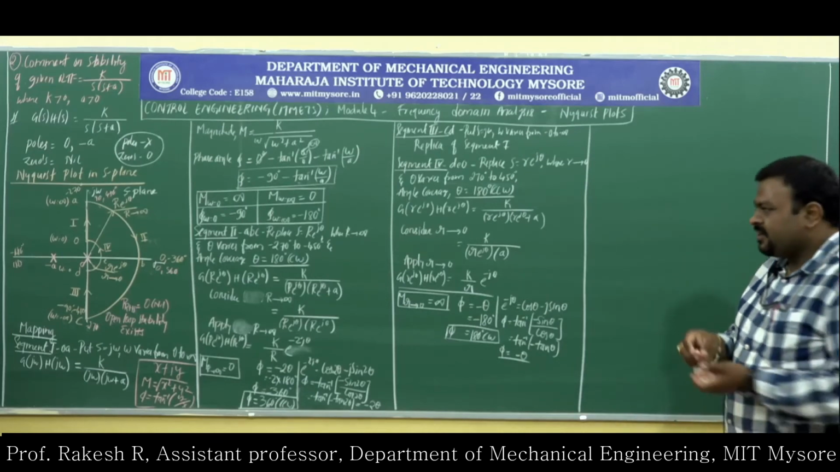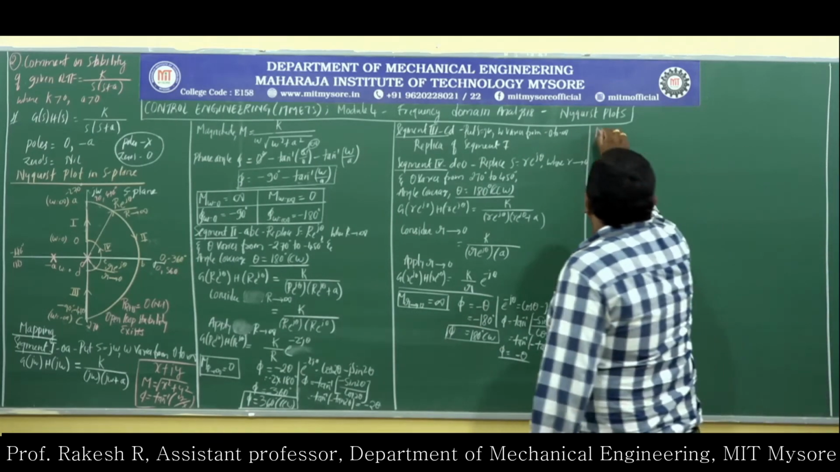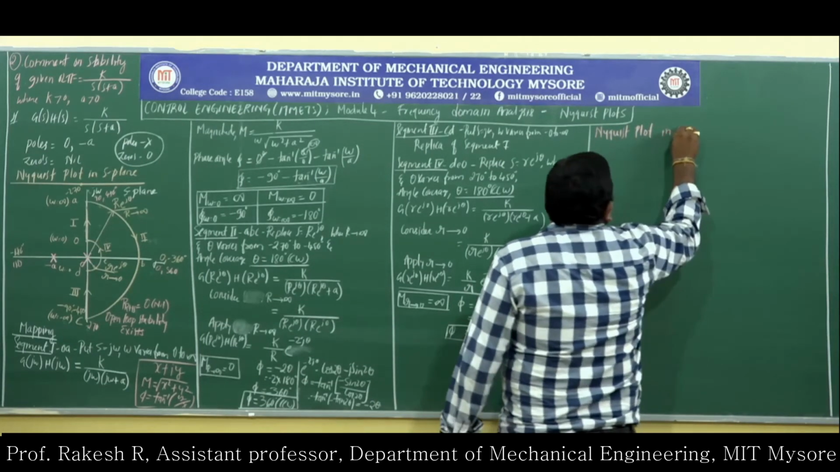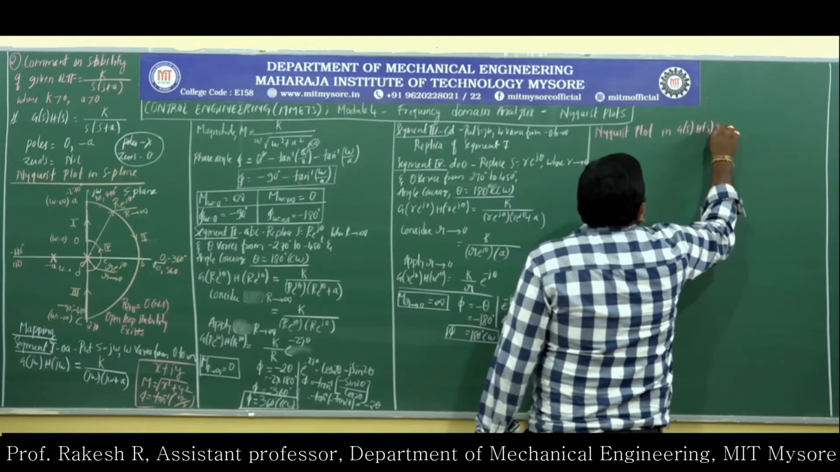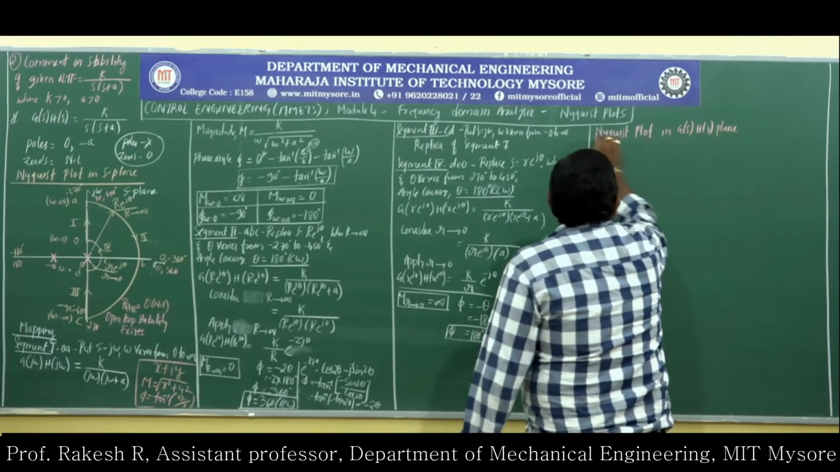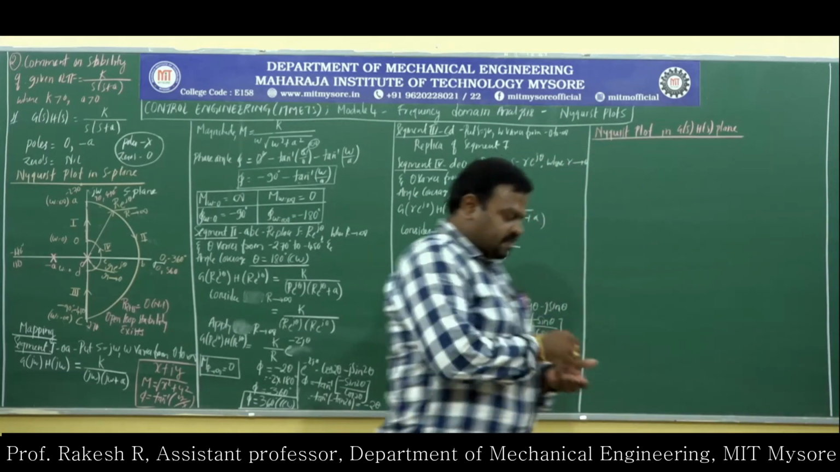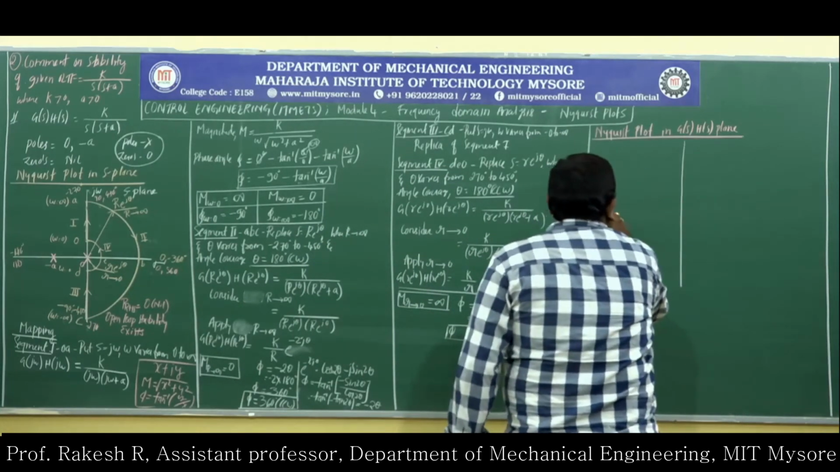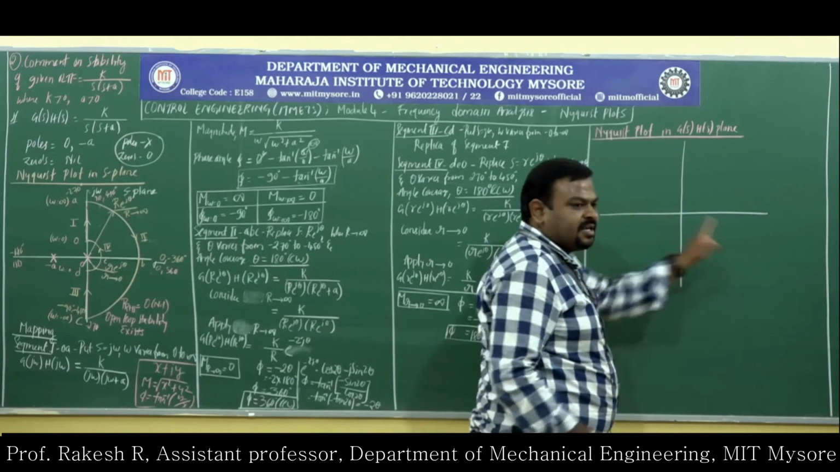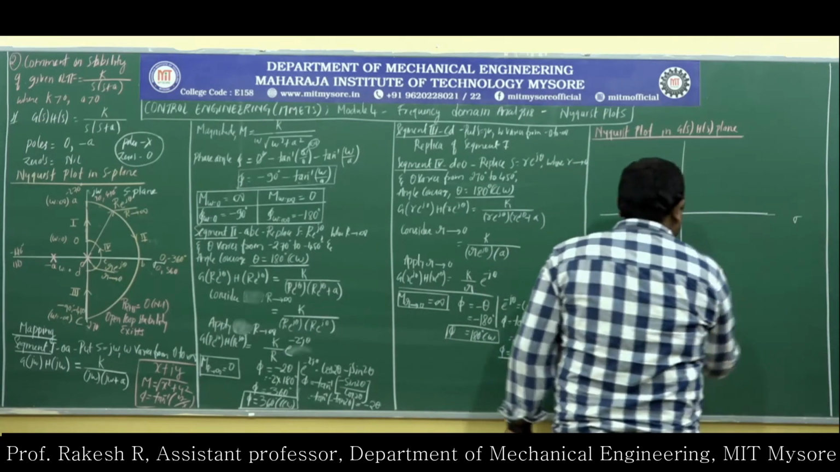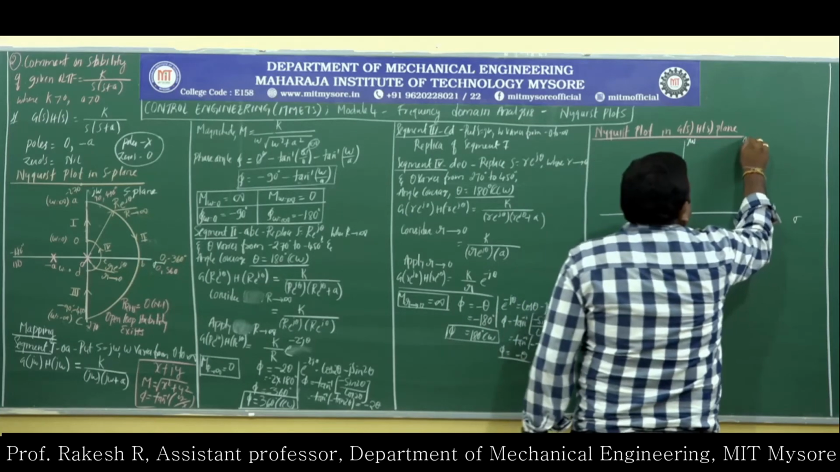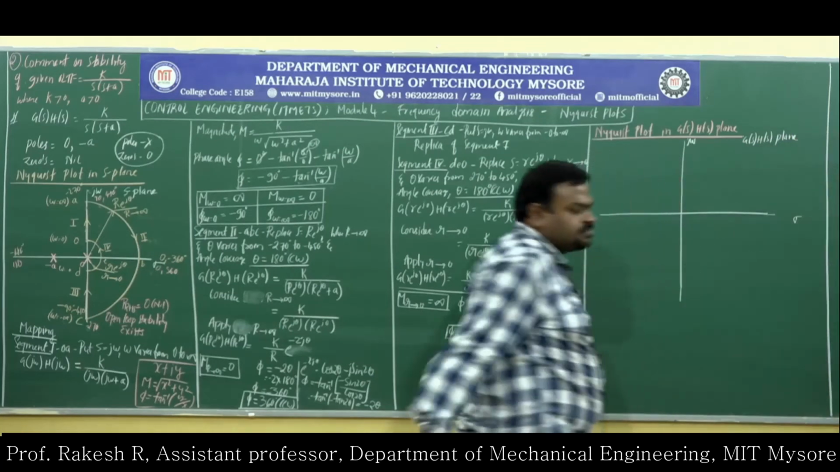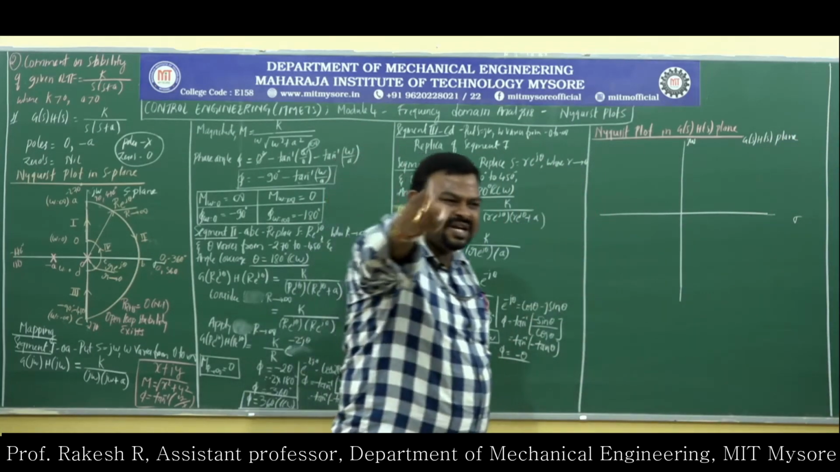Then the problem is not yet over. There is another thing. You have to plot the Nyquist plot in the G of S, H of S plane. So first I will write what is a real part. Sorry, this is an imaginary part, and this is a real part. This is sigma, this is j omega, and this is the G of S, H of S plane. Why are we plotting this? In order to calculate encirclements.